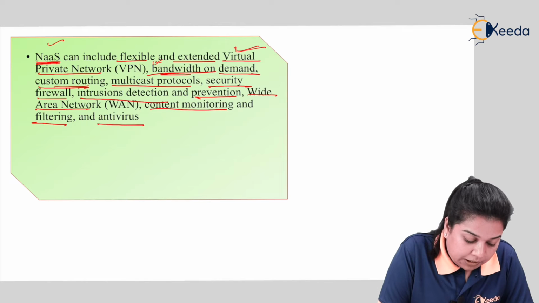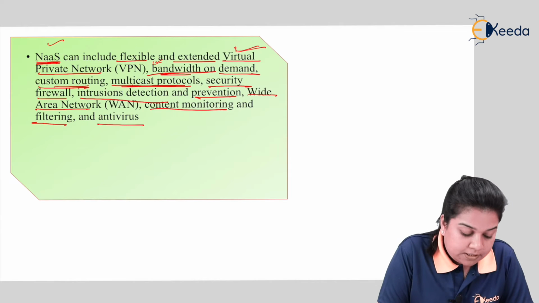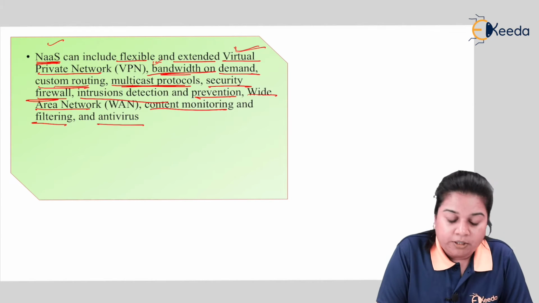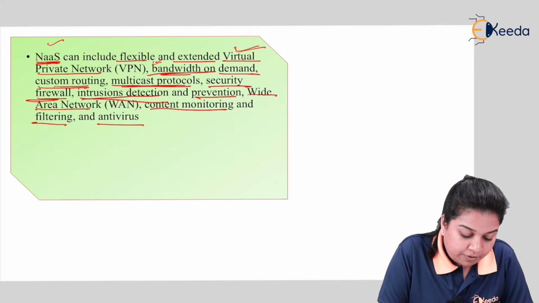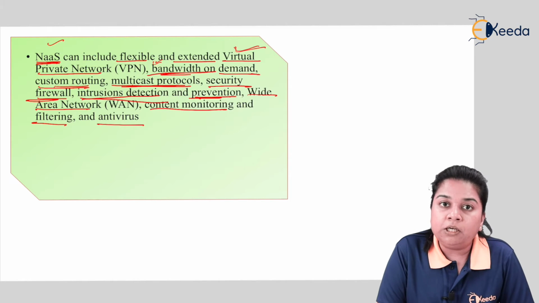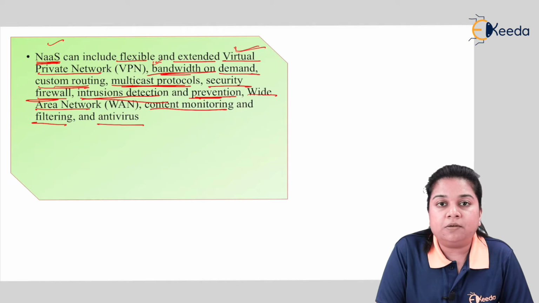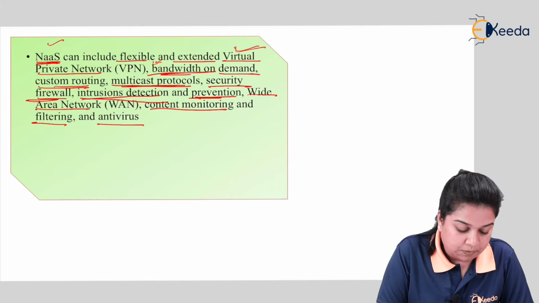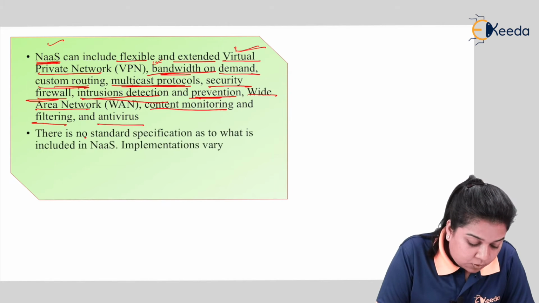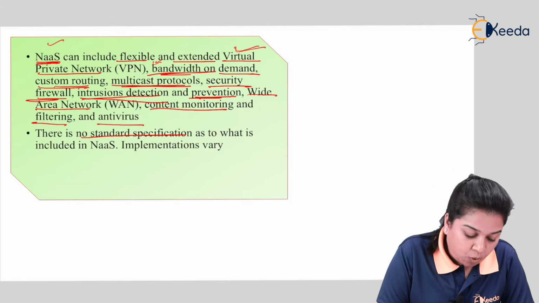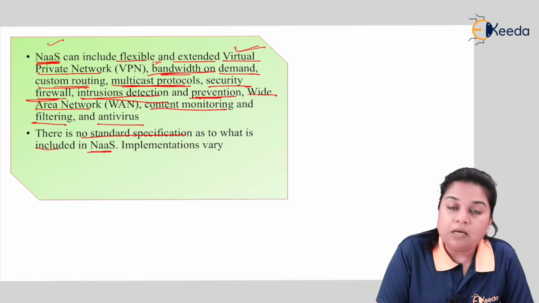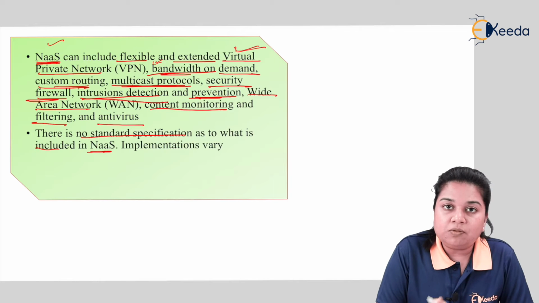Custom routing, multicast protocols, security firewalls are very important. Then intrusion detection, prevention, everything that a company needs to manufacture or create for its own is being provided as a service from this network as a service of cloud computing services. There is no standard specification as to what is included in network as a service. Implementations vary.